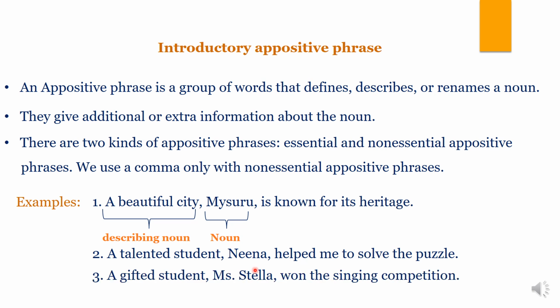Okay. Third example: a gifted student, Miss Stella, won the singing competition. See, again, Miss Stella is a noun. A gifted student is an introductory appositive phrase because it is again describing the noun. Who is Miss Stella? She is a gifted student who won the singing competition. Therefore, place a comma after a gifted student and even after Miss Stella.